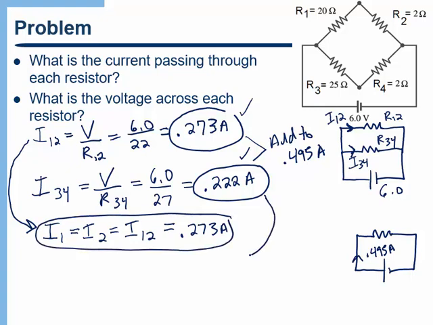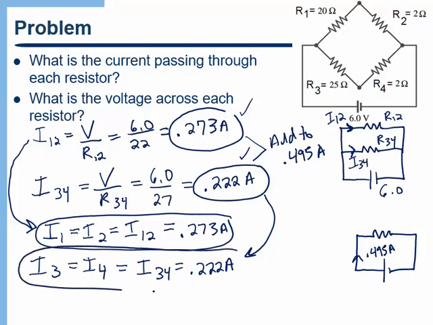In the same way, I know that the current through I3 and the current through I4 are also the same as the current through their combination, or 0.222 amps. So now I've got the current through each of my resistors. The last thing I'm asked to do is to find the voltage across each resistor. Well, once you know the current and you've got the resistance, that's pretty easy.